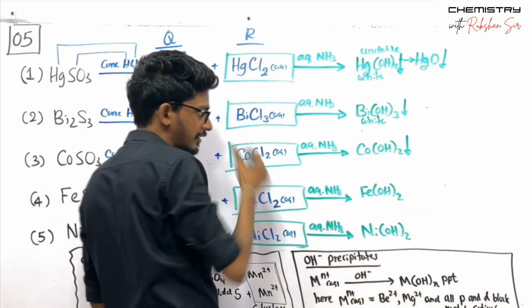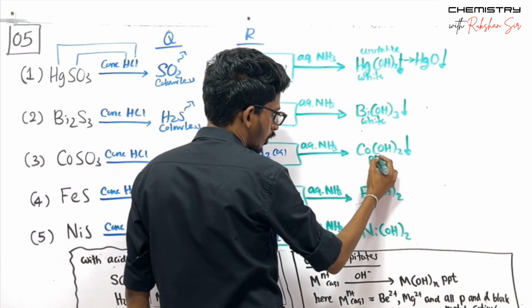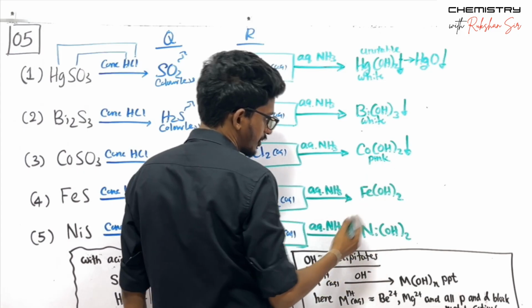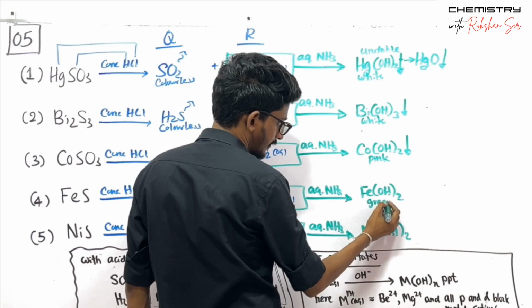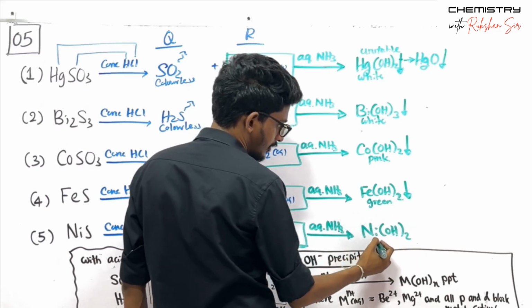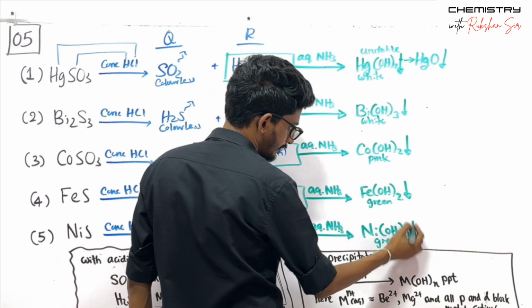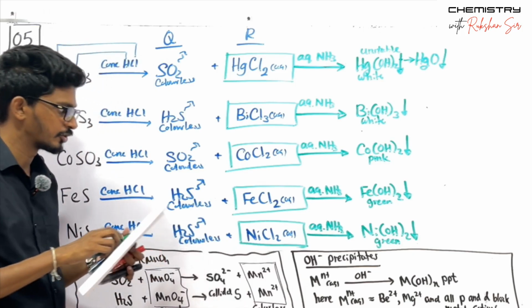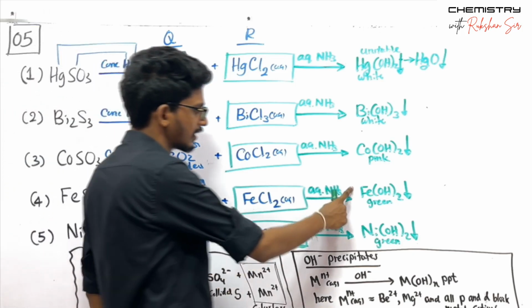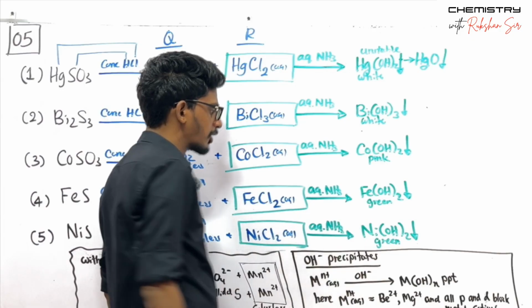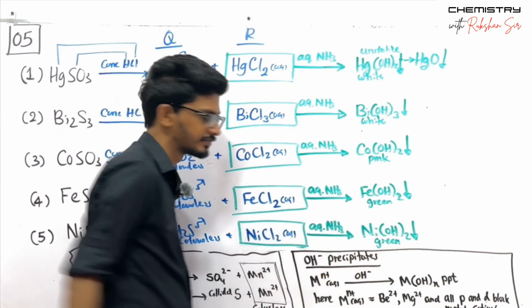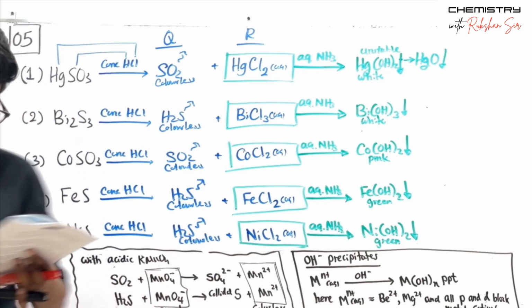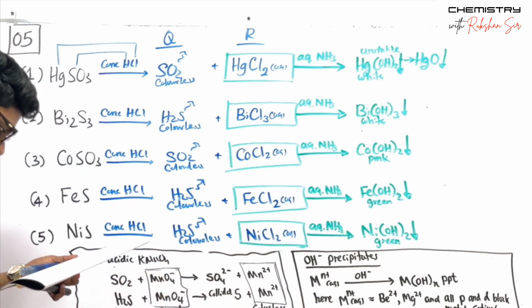Cobalt hydroxide, what is the color? Pink. Normally hydroxides will follow the colors of aqueous solutions. This one is green, this is also green. Fe2 plus is green. Fe3 plus is yellowish brown. But it is Fe2 plus here. Right? So what are they saying?